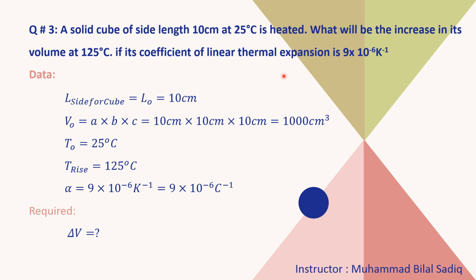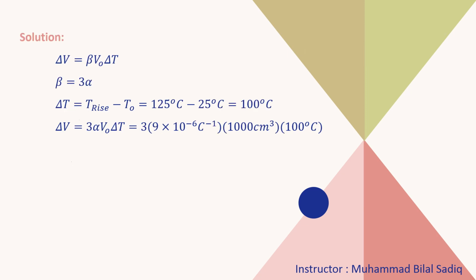So you have to remember one thing here: you have to calculate delta V, but the value of beta is not given, rather the value of alpha is given, because linear thermal expansion is represented by alpha and its value is 9 into 10 raised power minus 6 per Kelvin. Okay, volume is A multiplied by B multiplied by C. Since this is a cube, all its sides are equal. So 10 centimeter multiplied by 10 centimeter multiplied by 10 centimeter. So its initial volume would be 1000 centimeter cube.